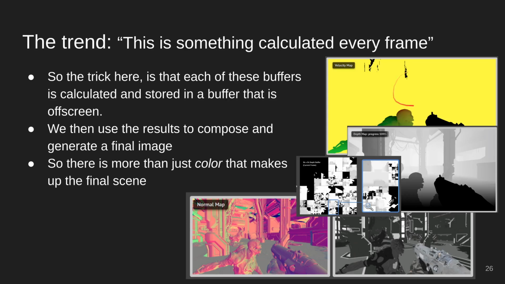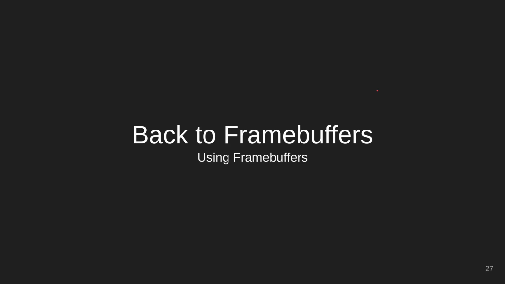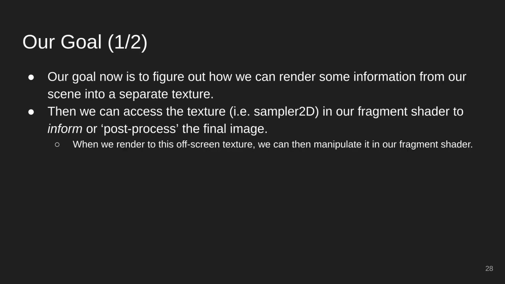Okay, so our idea is we have a bunch of these maps, textures, if you want to refer to them that way, but just maps of pixels that are computed every frame, and they're stored in buffers. So let's look at the OpenGL frame buffer. Okay, so now our goal is to figure out, how do we as programmers actually render this information into a separate texture?